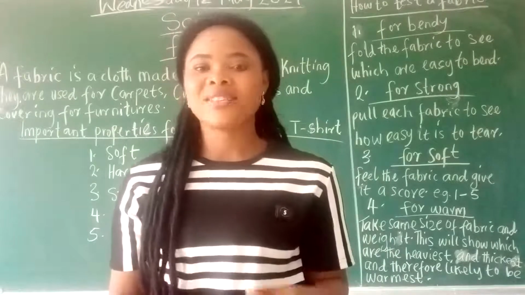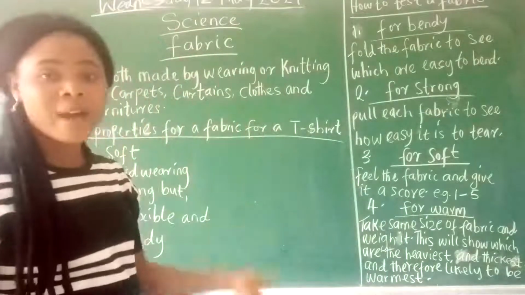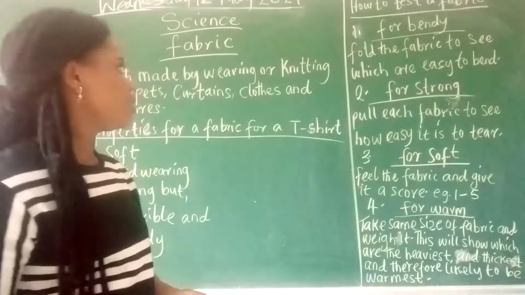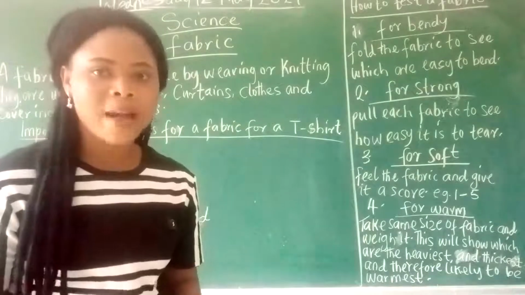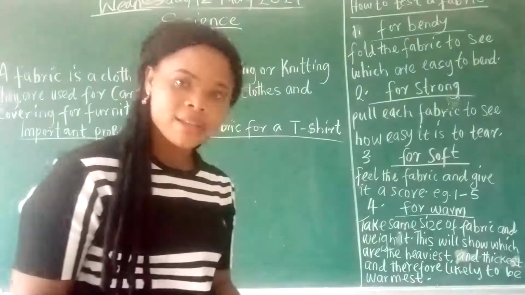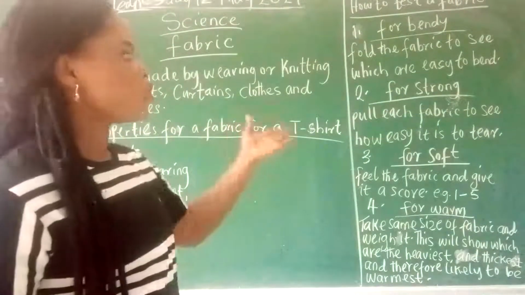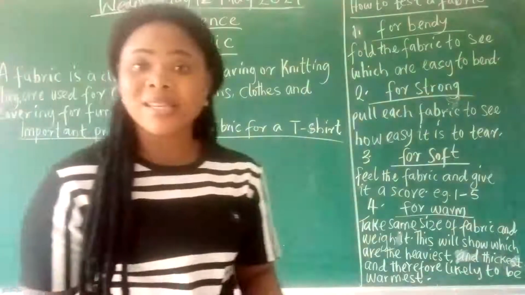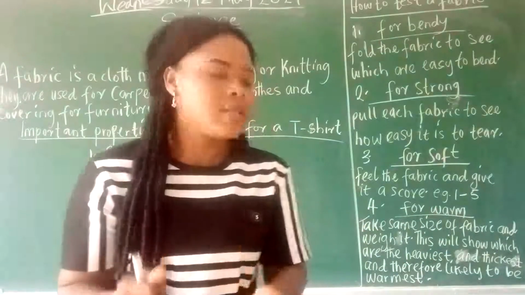Now when we are testing a material, how to test a fabric? How do we test a fabric? We can test a fabric for bending. How can you test a fabric for bending? Fold the fabric to see which are what? Easy to bend. You have to fold the fabric to see which are easy to bend. For strong, pull each fabric to see how easy it is to tear. You pull it to see how easy that fabric is going to tear.